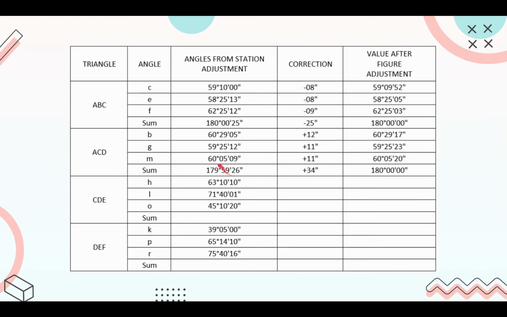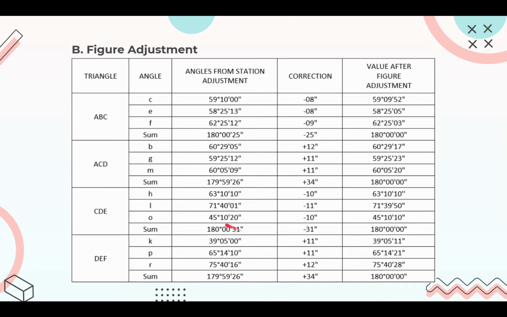Since it equates to 180 degrees, we can now proceed to inputting our computed values to the table. So here it is. Now the process of solving for triangle CDE and triangle DEF are the same. We simply repeat the process and input the computed values in the table. So finally, our figure adjustment table would look like this after solving for all the adjustments.